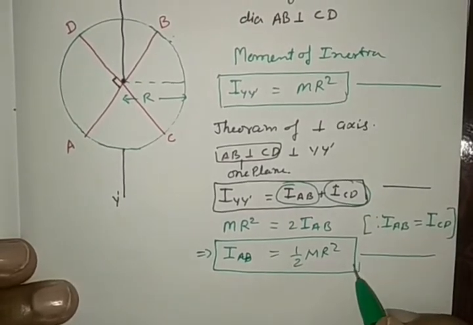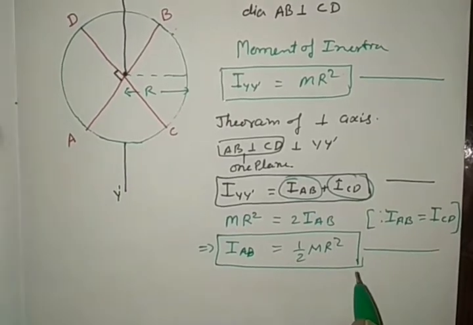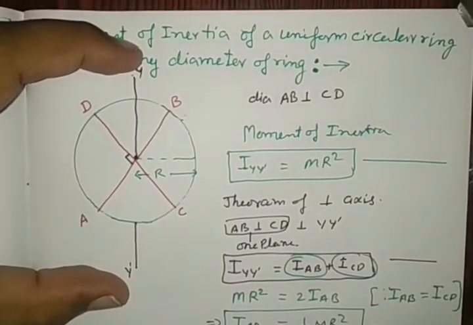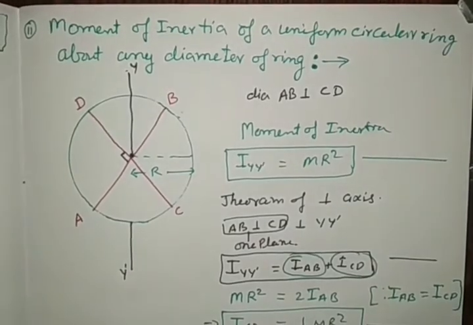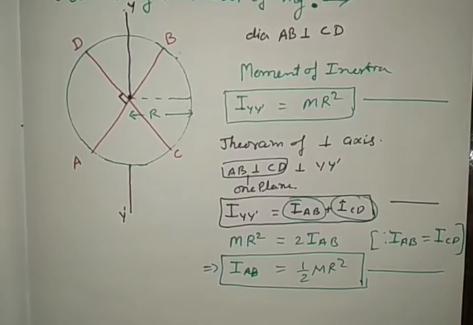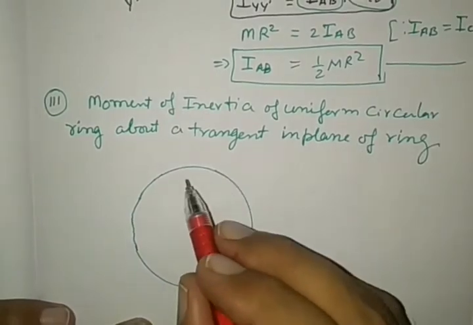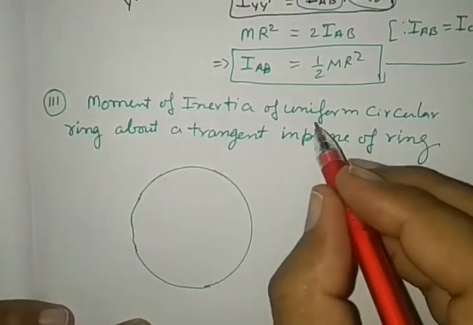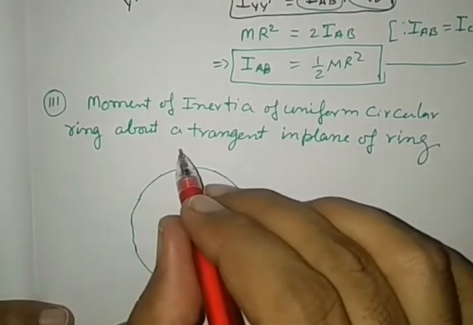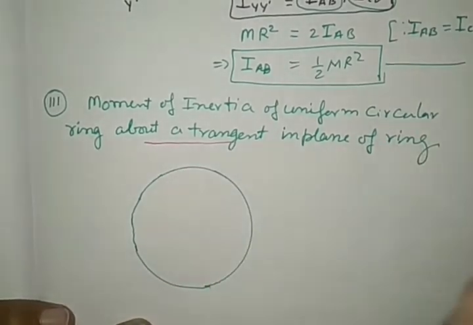This is the formula. So the moment of inertia about any one of the diameters is just half of the moment of inertia about the axis of rotation passing through the center and perpendicular to the plane of the ring, right? Now we are going to obtain it about another axis of rotation. We are going to obtain the moment of inertia of this ring under this condition: the axis of rotation passing through the tangent in the plane of the ring.